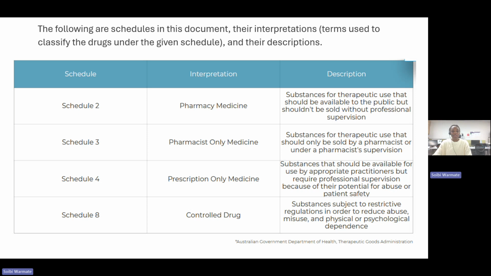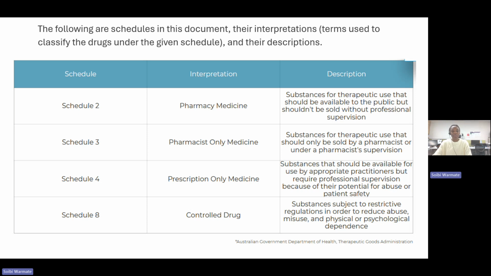Now, the first schedule is Schedule 2, which are pharmacy medicines. This is substances for therapeutic use that should be available to the public and could be sold without professional supervision. We have Schedule 3. These are pharmacist only medications. These are substances for therapeutic use that should only be sold by a pharmacist or under a pharmacist's supervision.